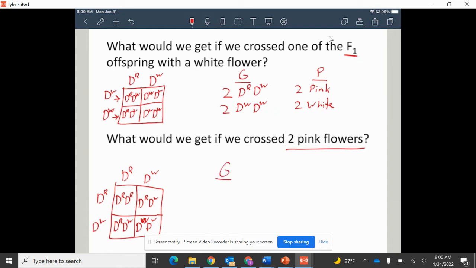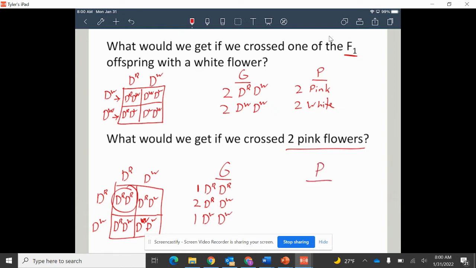Okay, so now what do we get for genotypes? Well, I'm going to write them alphabetically. R comes before W in the alphabet. So I'm going to write my DR, DR. Looks like I've only got one of those right there. Then I'm going to write my 2 DR, DW. Fix this quick. And then lastly, my 1 DW, DW.